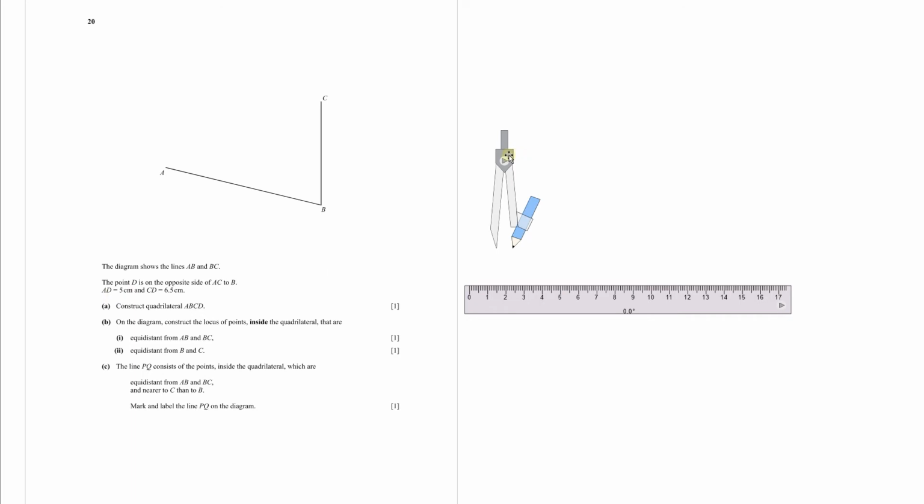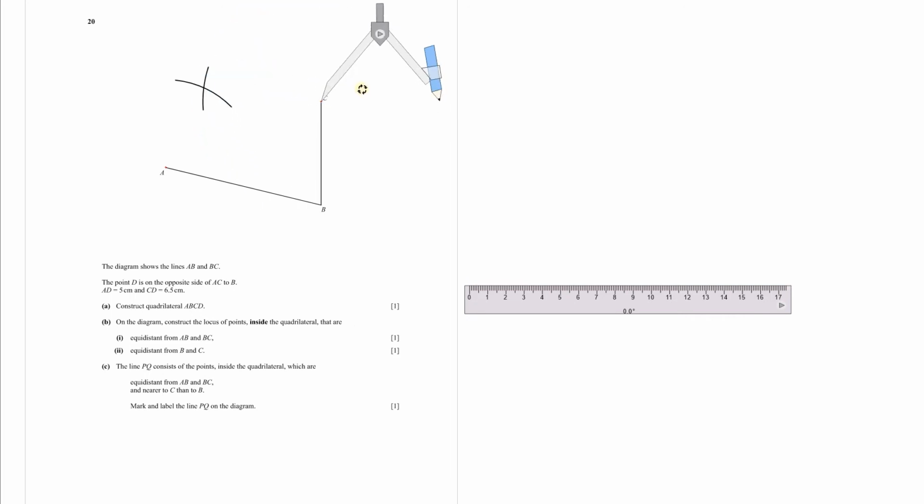So you're given AD is 5 centimeters, so we can use the compass and open it up till 5 centimeters to draw the locus of points that are 5 centimeters from A. So I'll place my compass at point A and then draw an arc here. So these points are 5 centimeters from A. And then the length CD is 6.5 centimeters. So I will open my compass up till 6.5 centimeters. So this will be 6.5. And now I'll place it at this point C here and draw the arc, and the intersection of the two arcs will give me the point D.